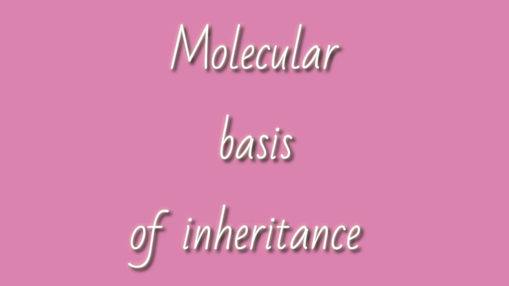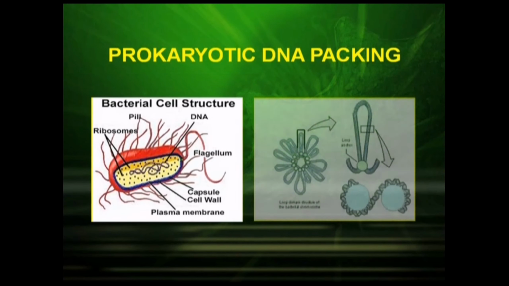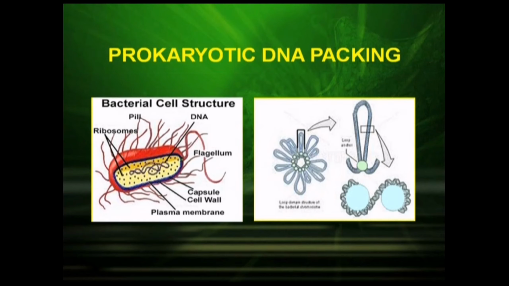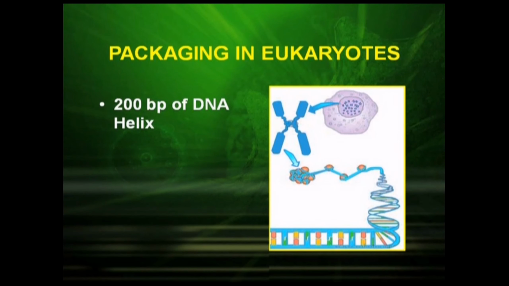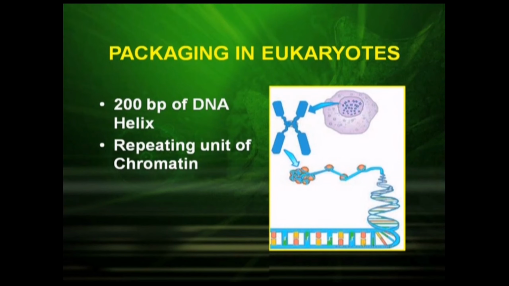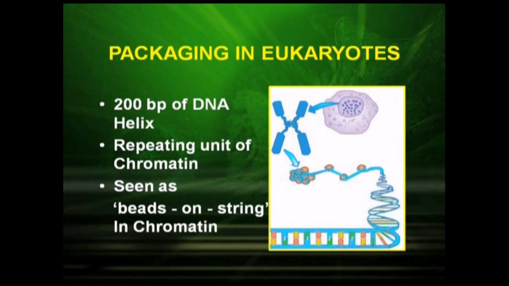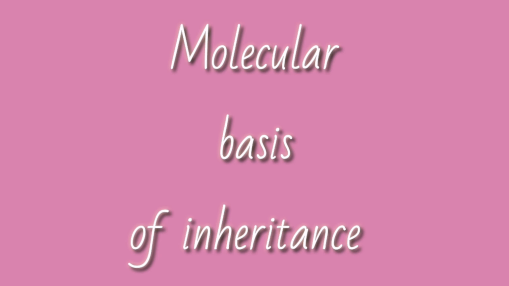Now, if we go into a little more detail on prokaryotic DNA packing, we see that the DNA is packed in the form of loops. So there is so much coiling. On the other hand, in eukaryotes, the DNA helix consists of nearly 200 base pairs. And here we see the repeating unit of chromatin. In this picture, it looks like beads on a string, like a necklace. Now let us study the structure of chromatin.